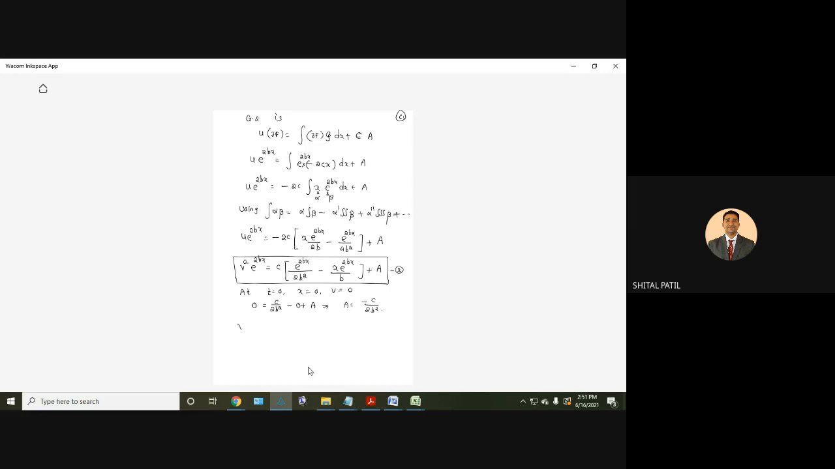So v square e raised to 2bx, let me simplify it. We'll simplify it. c e raised to 2bx divided by 2b square minus c x e raised to 2bx divided by b minus c divided by 2b square. Okay, cancel this exponential term, that's it. v square equal to c divided by 2b square.